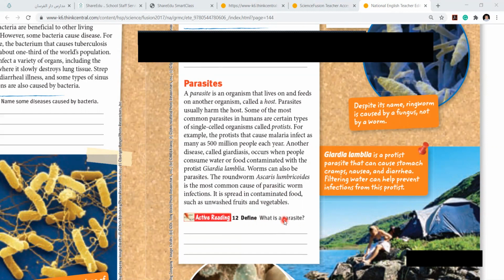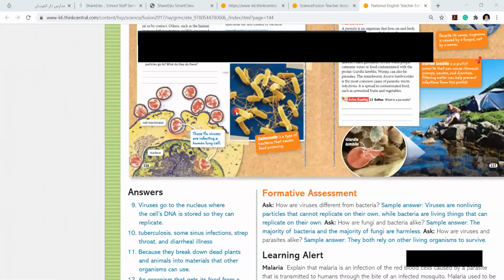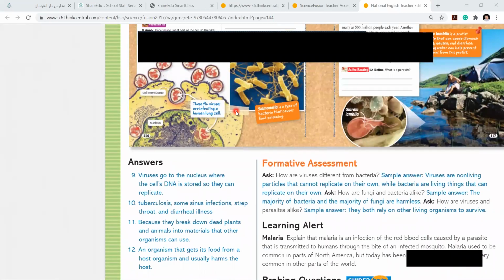What is a parasite? It's an organism that lives on and feeds on another organism. It's very simple. An organism that gets its food from a host organism. Where does a parasite get the food from? From us. If we are the host, they're taking our blood maybe, or whatever they feel like. It usually harms the host. It takes something good from us and actually harms us indirectly. Very bad.